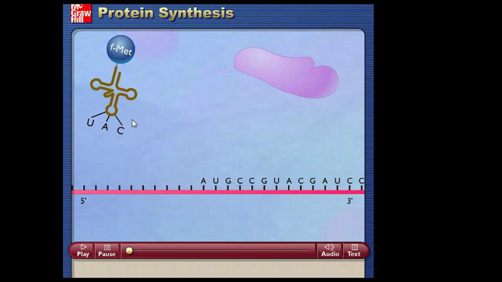Now, here is my tRNA. Notice the drawing's a little different than mine, but essentially it's still got this anticodon here. We've got codons here and anticodons based in triplets, and with that specific anticodon comes a specific amino acid. This one is labeled F-MET. This is known as methionine, but we'll learn a little bit more about these amino acids in the future.